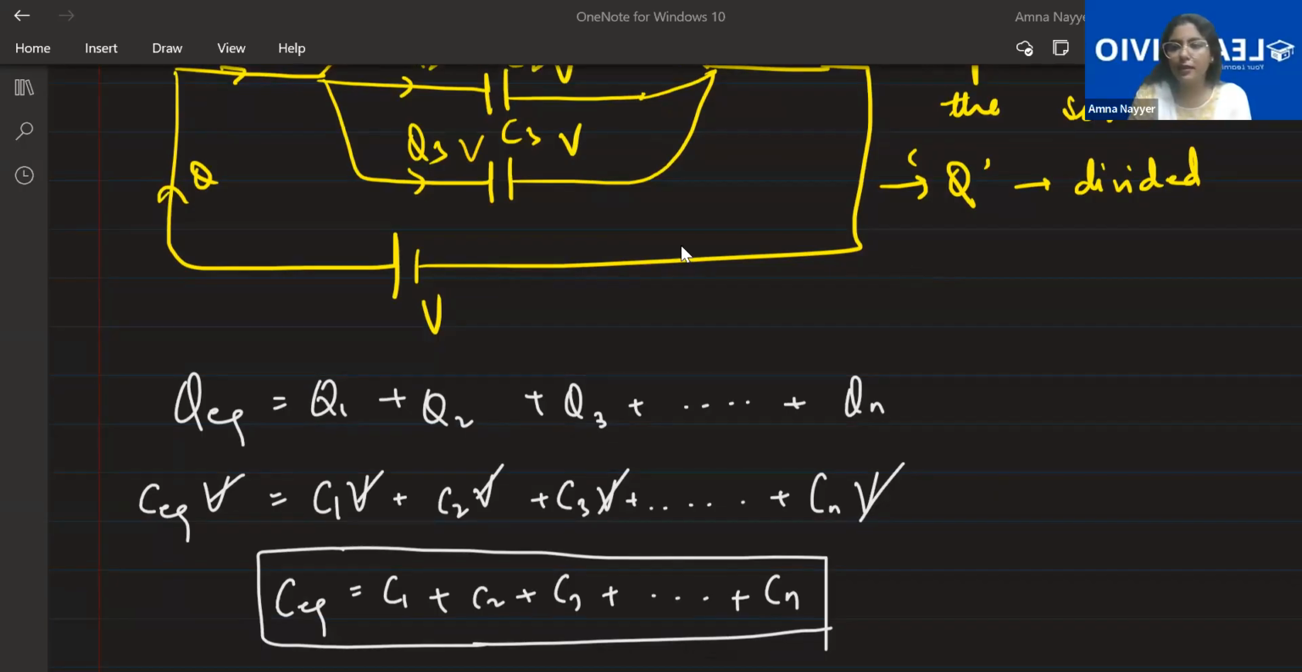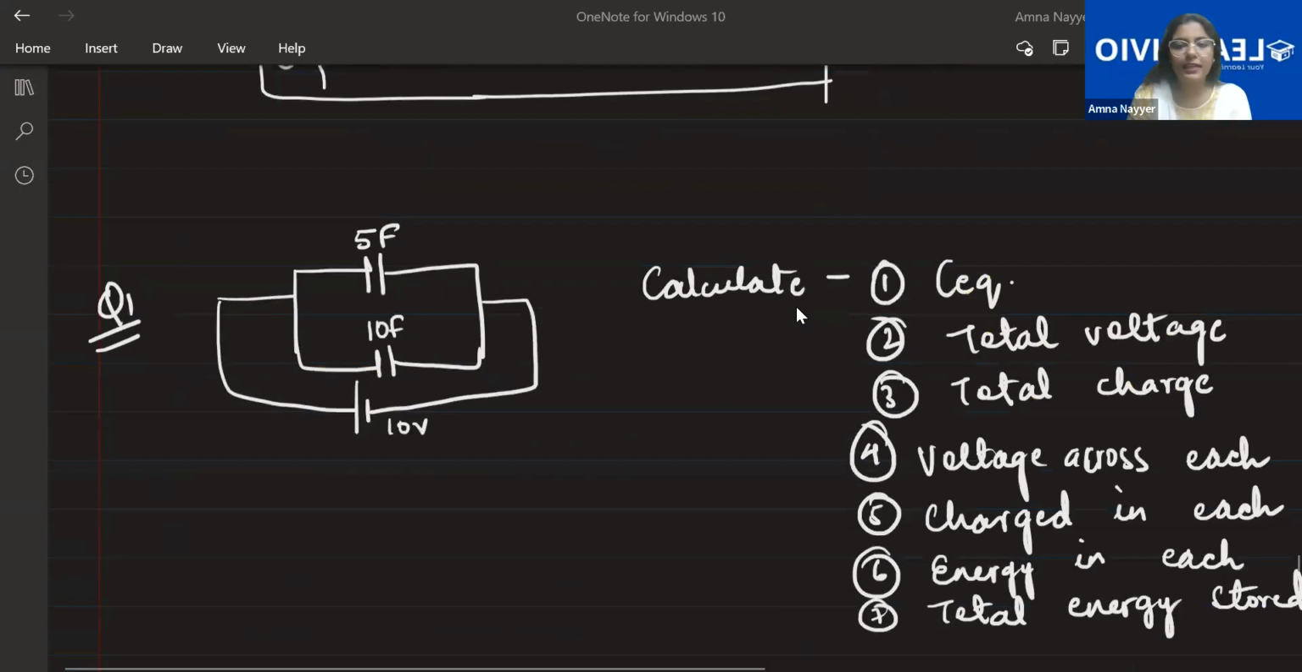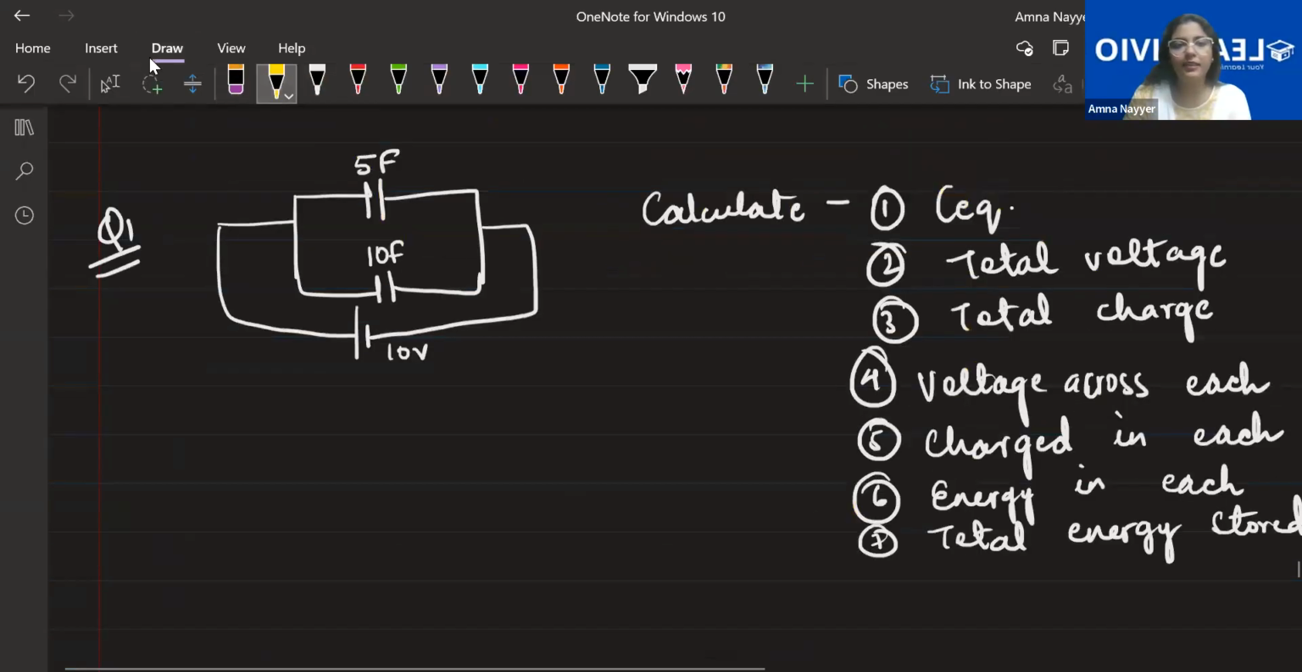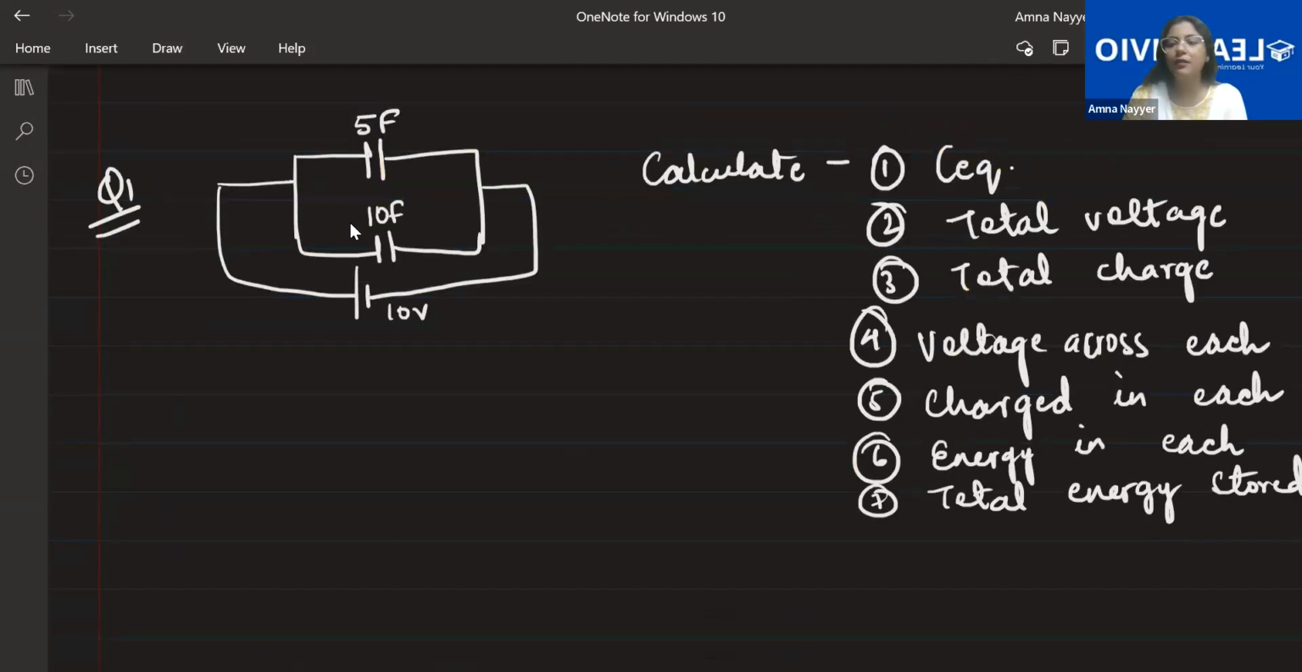Okay, let's solve the numerical then. See, these are two capacitors which are connected, and the voltage is also given. Individual capacitances are mentioned. So, we can directly see branching has occurred. It means the charge will get split and potential will remain the same. So, this shows that this is a parallel connection.